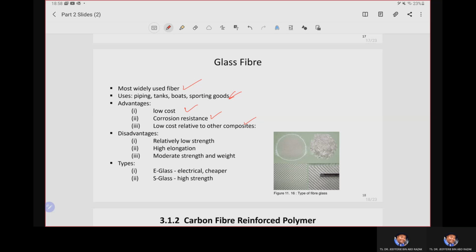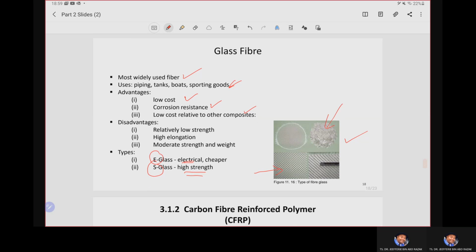There are two possible kinds of glass fibers, which are E-glass fibers and S-glass fibers. E refers to the electrical type, which is cheaper in price, and S refers to the high strength type of glass fiber. This is how the glass fiber looks like. We can have the mat glass fiber in the form of woven glass fiber here, and the chopped glass fiber as dispersed glass fiber phase configuration.